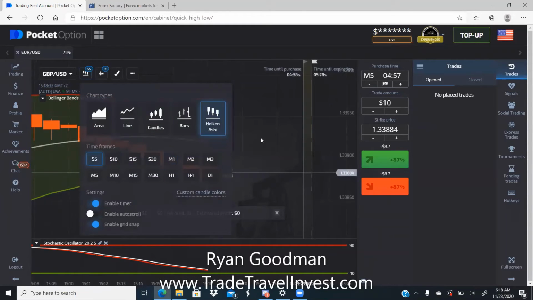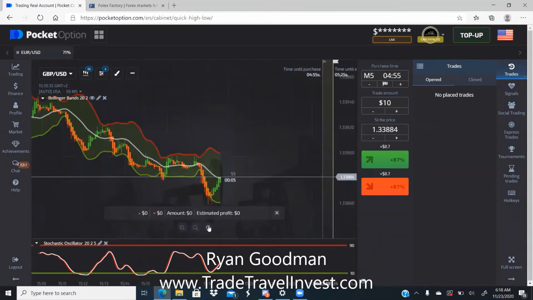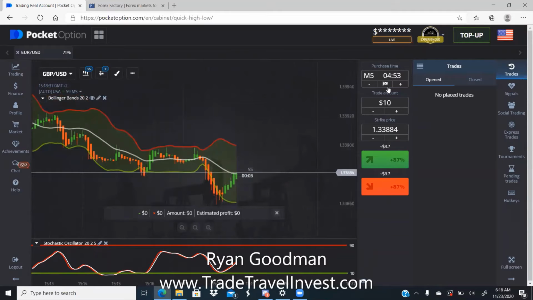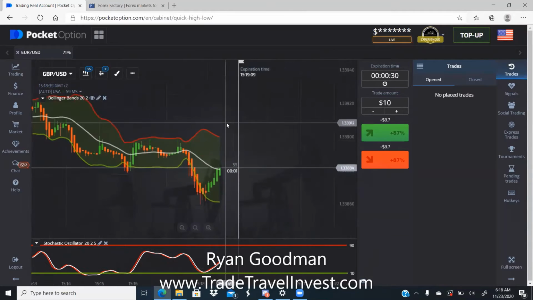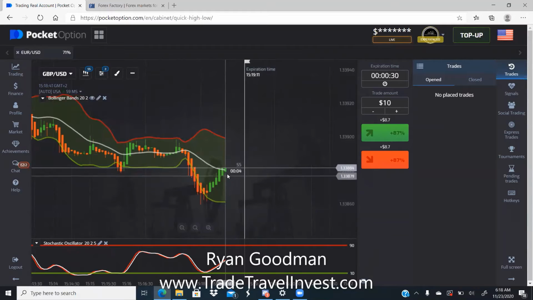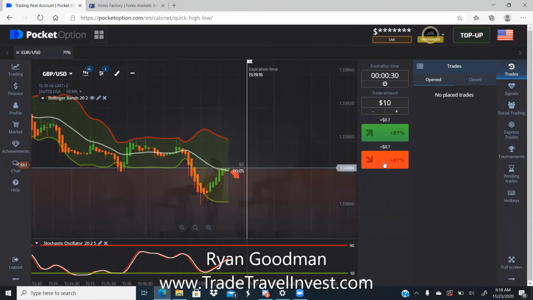All right, let's have GU pulled up on our 5 second chart. It might reject off of this middle Bollinger Band. Let's have our 30-second expiration pulled up. We're currently touching the middle band. So if it rejects it, then we'll be looking for that put.